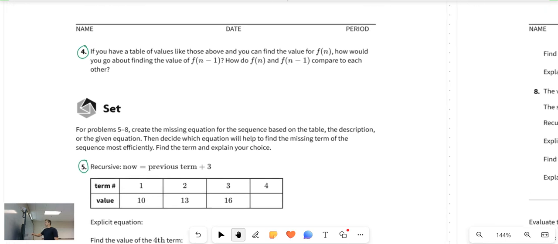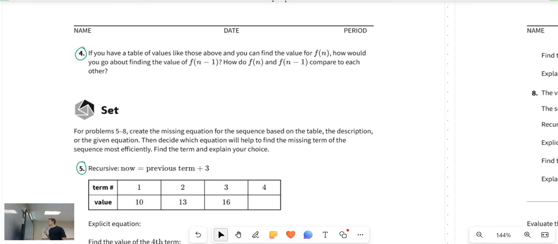Top of the next page. Number 4. If you have a table of values like those above, they're to the left right now, but that's okay, and you can find the value for f of n, how would you go about finding the value of f of n minus 1?